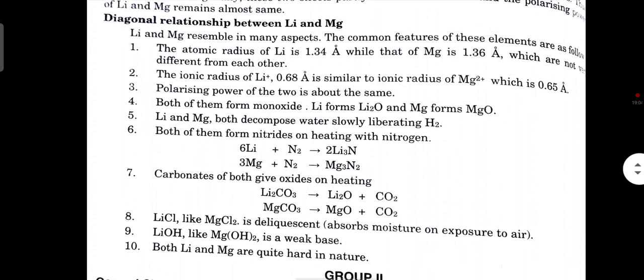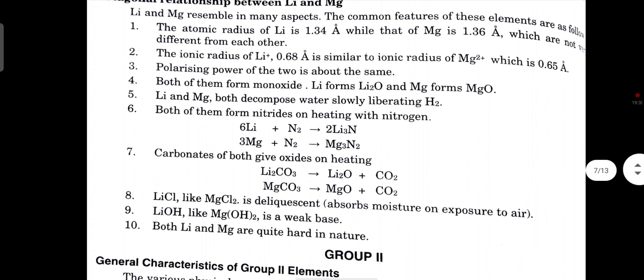Diagonal relationship between lithium and magnesium. Lithium and magnesium resemble in most aspects. The common features of these elements are as follows. The atomic radius of lithium is 1.34 Angstrom, while that of magnesium is 1.36 Angstrom, which is not very different from each other. The ionic radius of lithium, 0.68 Angstrom, is similar to the ionic radius of Mg2+, which is 0.65 Angstrom. The polarizing power of the two is about the same.